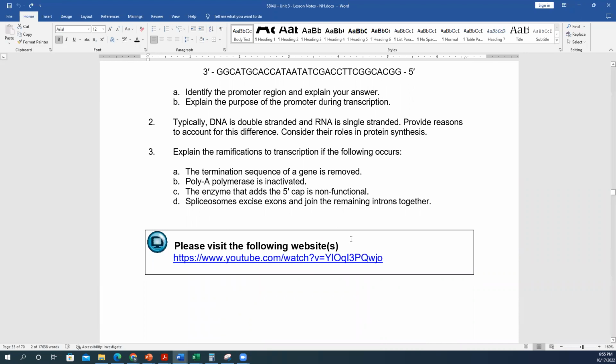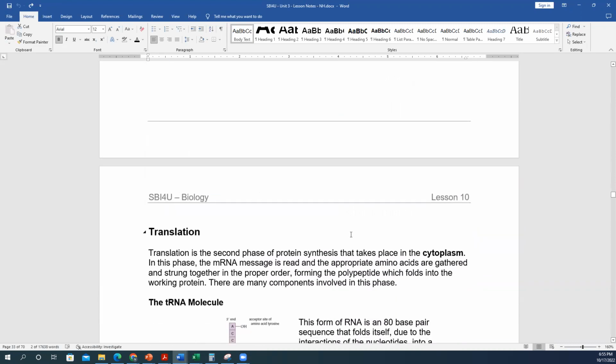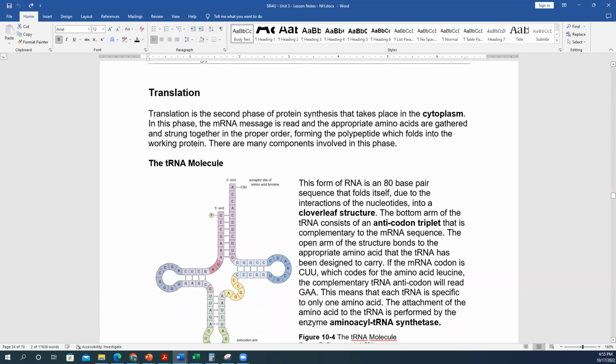But we'll leave that for now. And we'll go on to what happens to the mRNA once it leaves the nucleus and enters the cytoplasm. And that step is called translation. So translation is the second part of protein synthesis. It takes place in the cytoplasm.